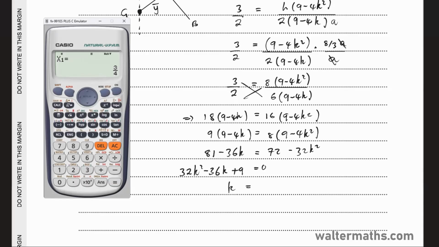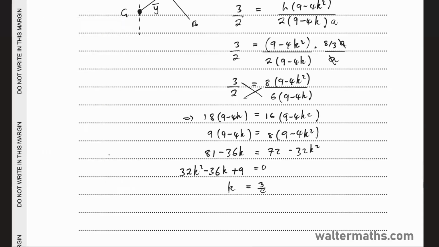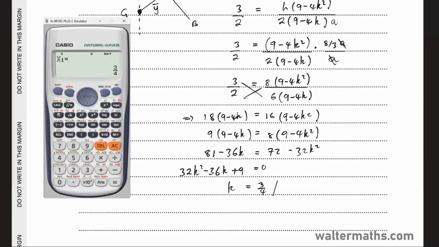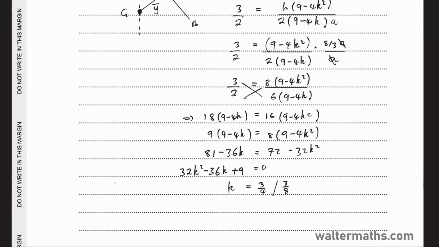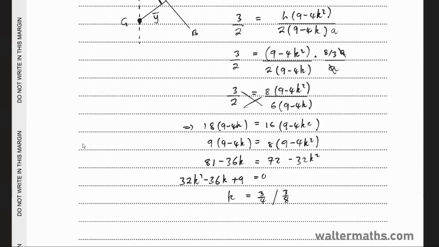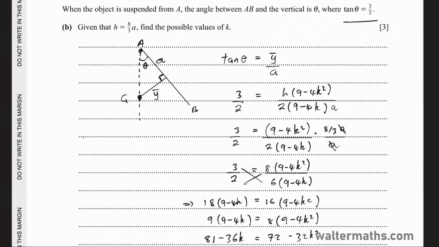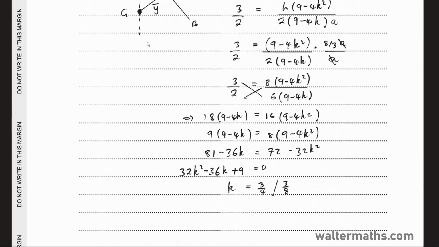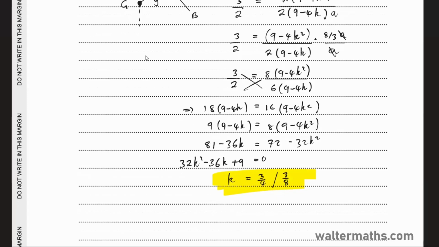And the values of k are 3/4 and the other value is 3/8. So these are the two possible values of k. The question had said we should find the possible values of k, and that's what we got right on here. And that's how we do it. Let's move on to the next question.